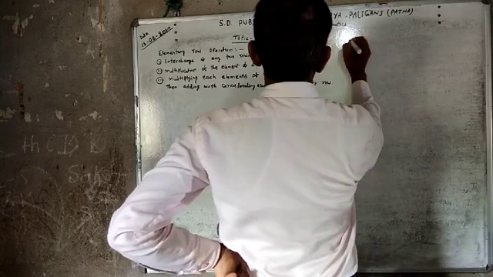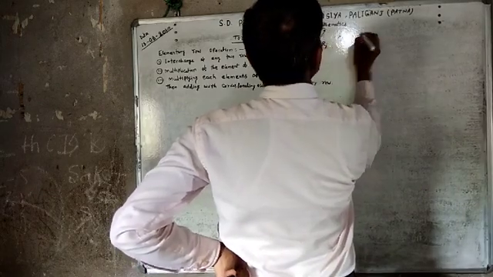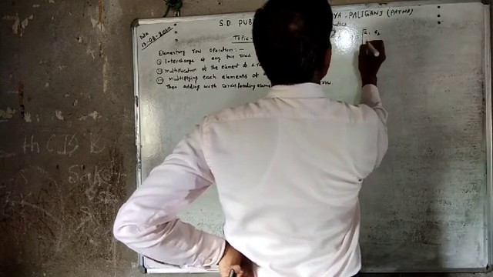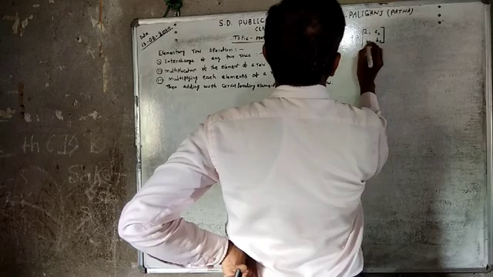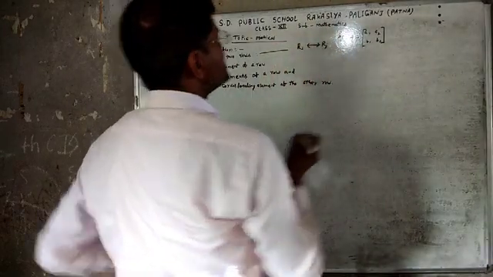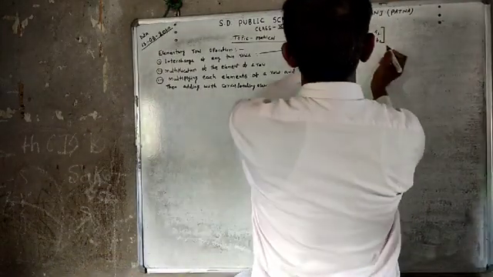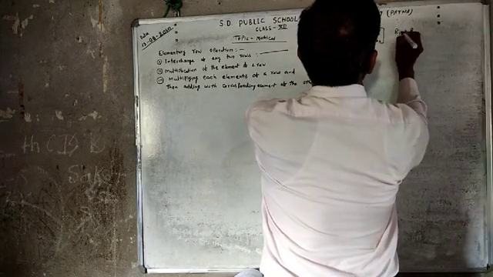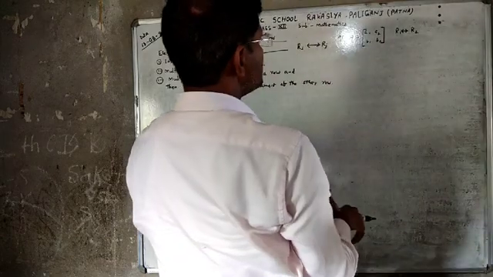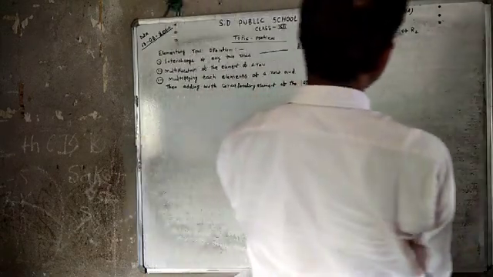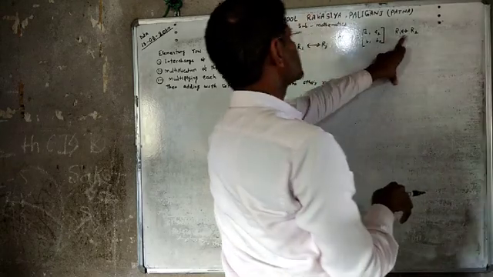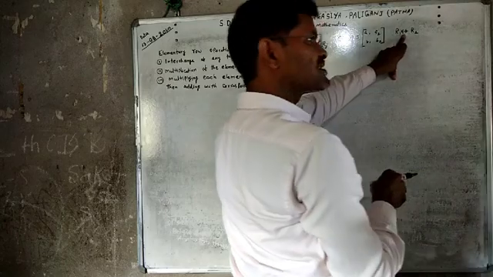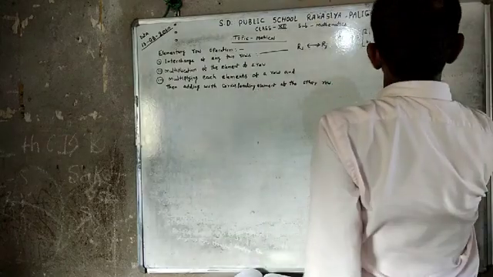Suppose A is a 2 by 2 matrix with elements A1, A2, B1, B2. Now we want to interchange R1 and R2. To represent the interchanging of two rows of a matrix, we use a double-sided arrow: R1 is interchanged with R2.